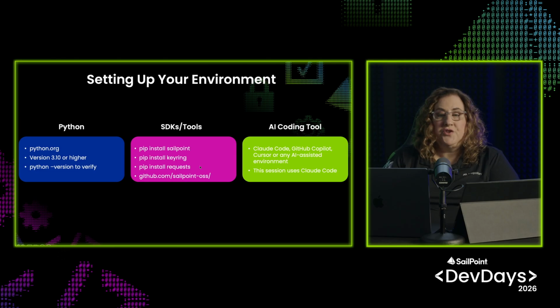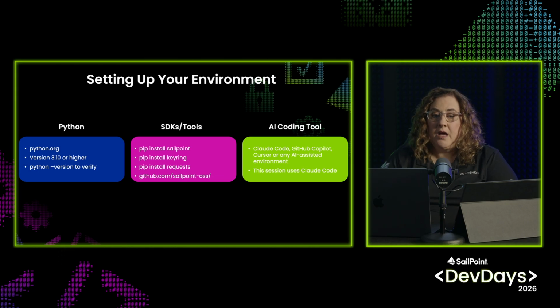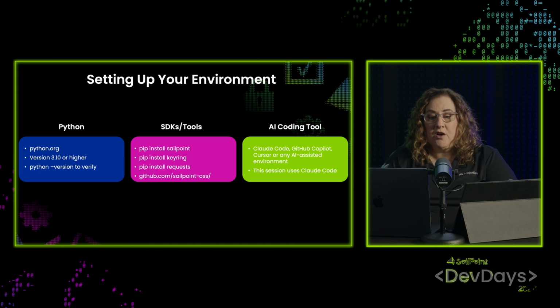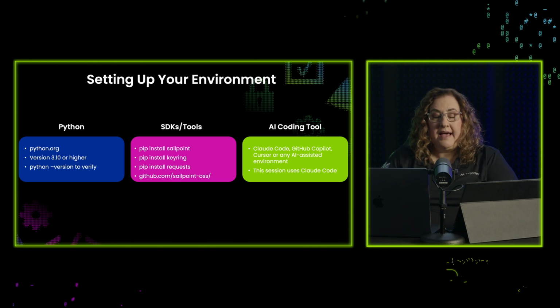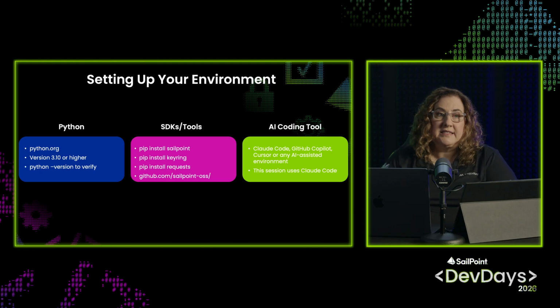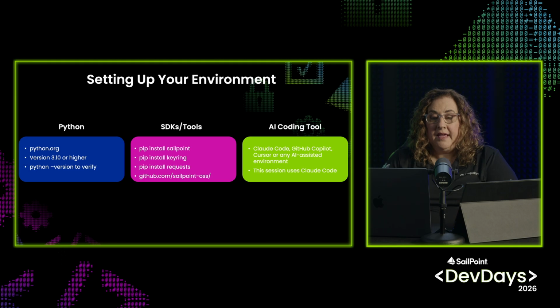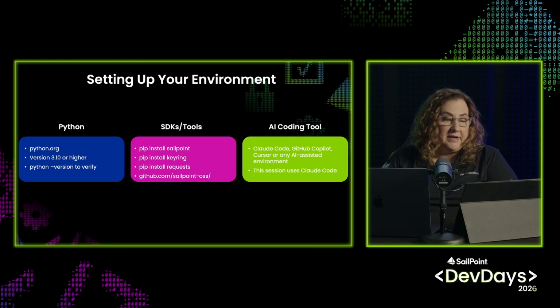So in order to follow along with this demo, there are several things that you're going to need on your computer. First, you're going to have to install Python. You need to have at least Python 3.10 or higher. If you already have Python, the command is there for you to verify your version just to make sure that it's going to work.